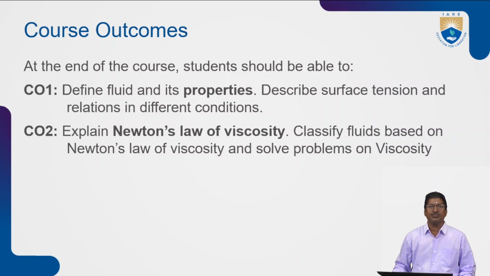In this course, one is that students can define the fluids and their properties and describe surface tension and relations in different conditions. So these definitions of fluids and their properties come under course outcome 1. And course outcome 2 is Newton's law of viscosity. Here fluids are classified based on Newton's law of viscosity, with some problems on viscosity. So these come under course outcome 2.